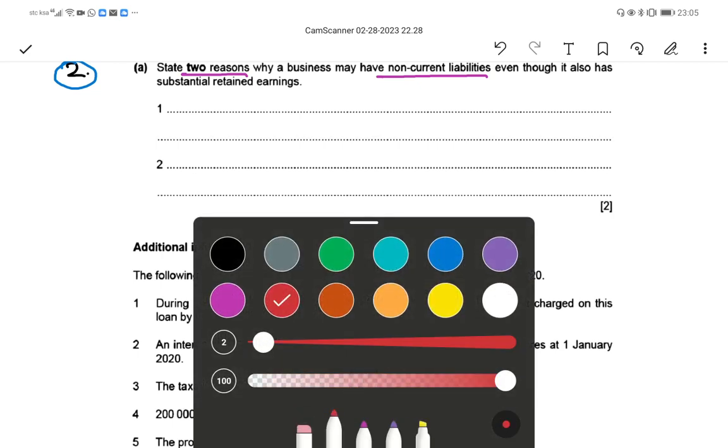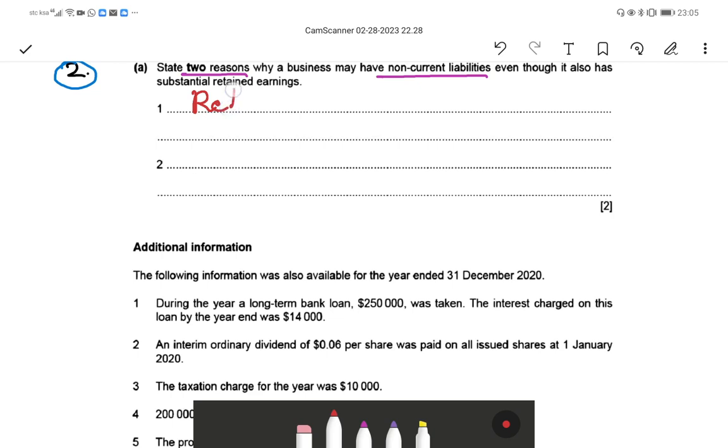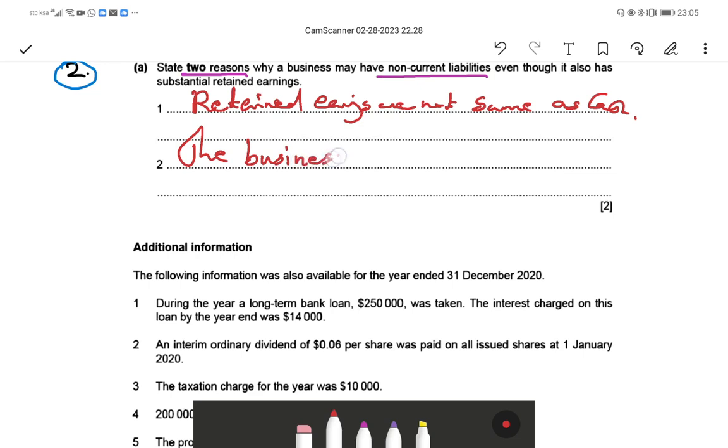Retained earnings are not the same as cash. The business may have invested in other assets also.